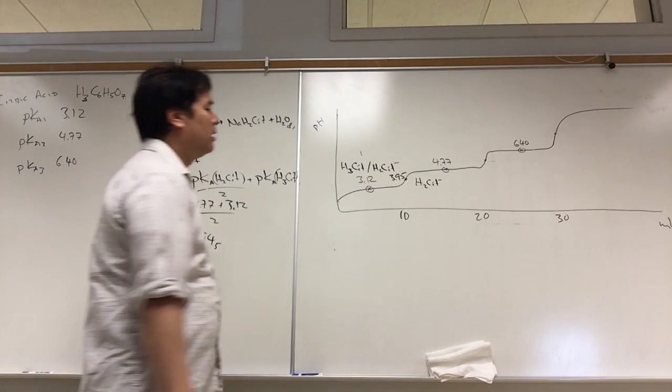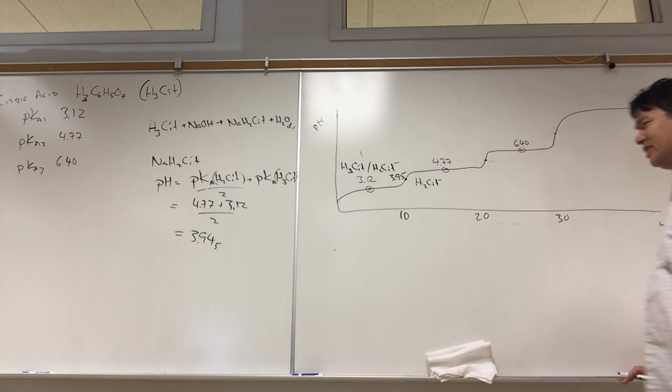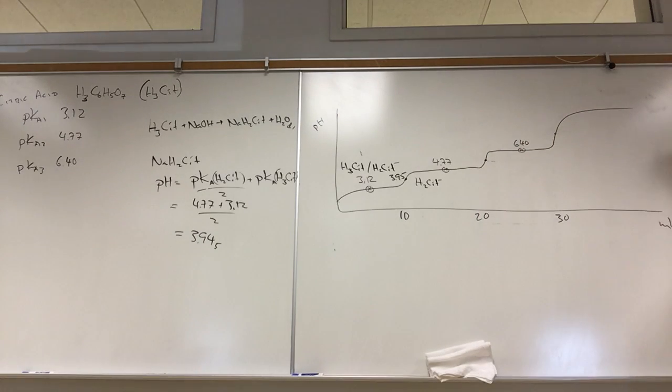All right, and then at the second equivalence point here, we're going to run into a similar scenario, because at the second equivalence point, we're going to neutralize the next hydrogen. So we're going to take our sodium dihydrogen citrate, neutralize that second proton on there to form sodium monohydrogen citrate and water.